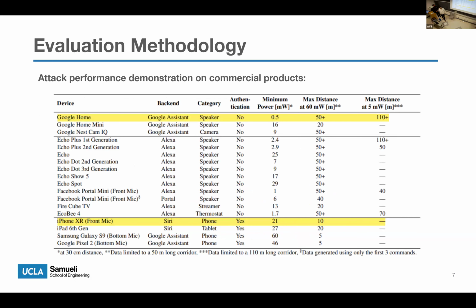And we can also demonstrate the performance on different products. Then let's highlight two of them, such as Google Home. This is one of the most significant results because they can achieve a target with 110 meter or plus distances with a very low power laser. And there is no authentication in this device, so it is easier to achieve this attack.